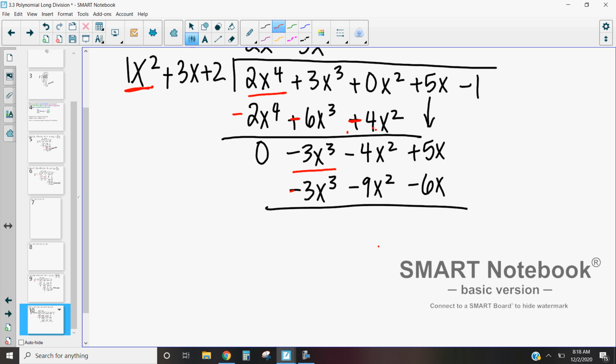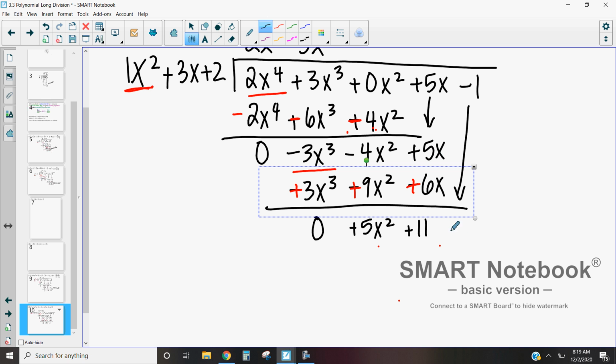Okay, so then we are going to continue on here. Don't forget to switch your signs. So this one becomes a plus, and a plus. And then we will simplify them. So this will simplify down into 0. Negative 4x squared plus 9x squared is positive 5x squared. Then 5x plus 6x is 11x. And then we're going to bring this negative 1 all the way down.